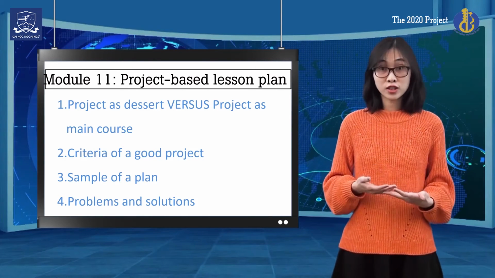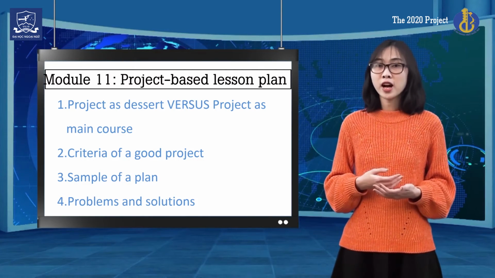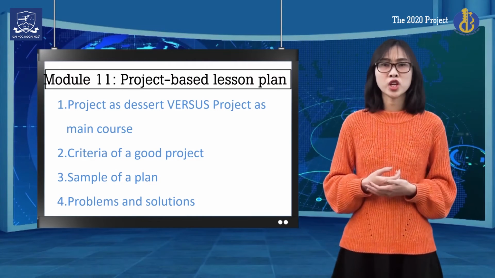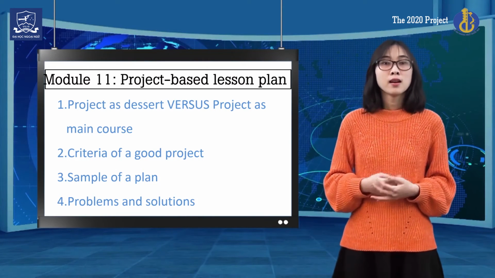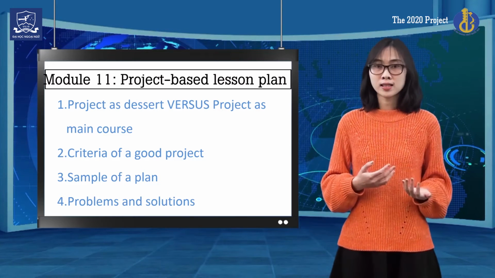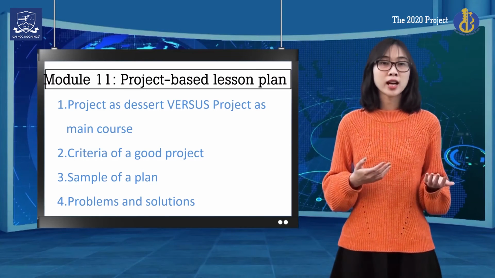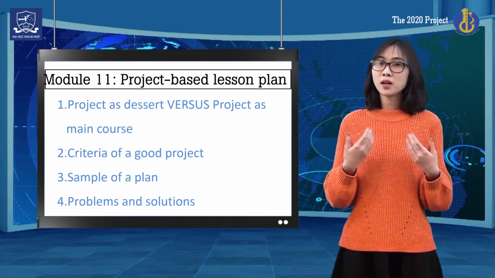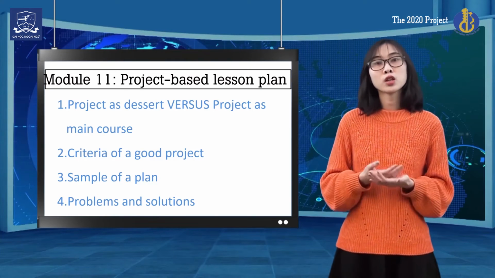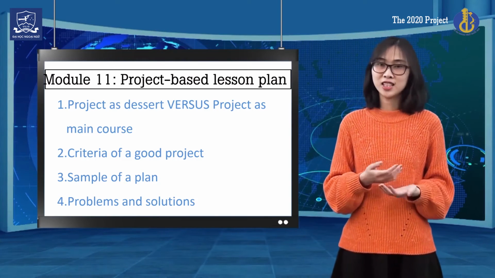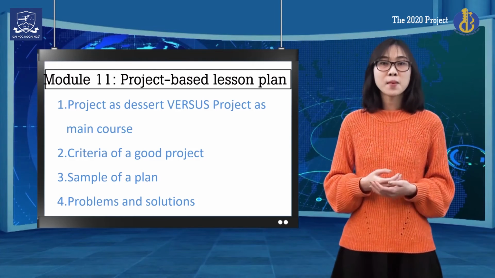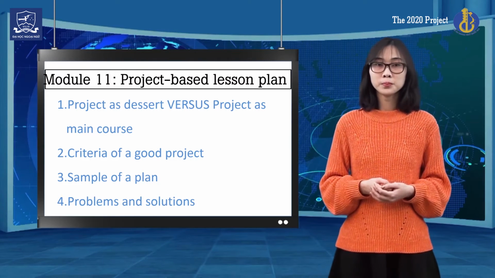Based on these two concepts, the projects provided in the textbooks of high school are all projects as dessert. However, since the criteria related to the projects as main course are so useful that they can be applied to improve the quality of projects in general. To be more specific, there are 8 main criteria.